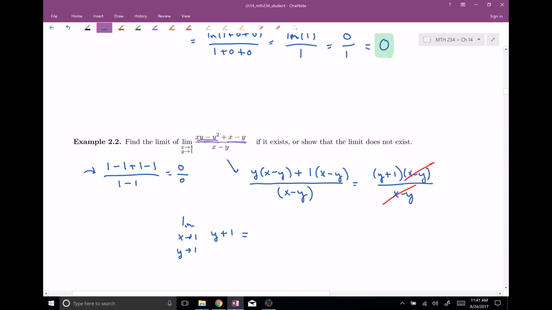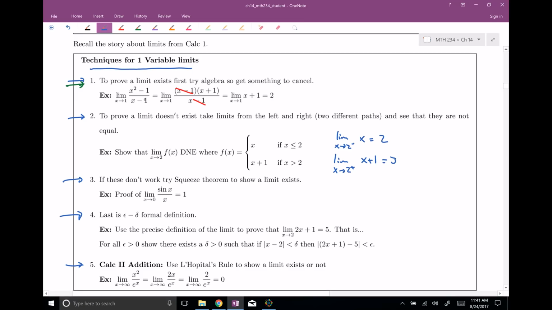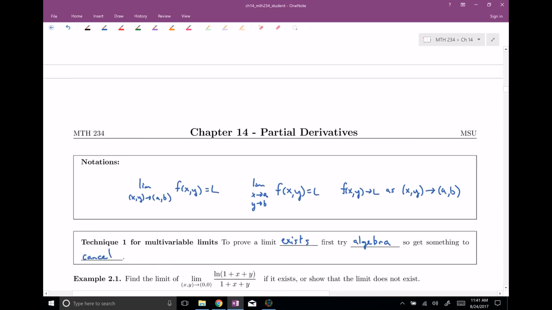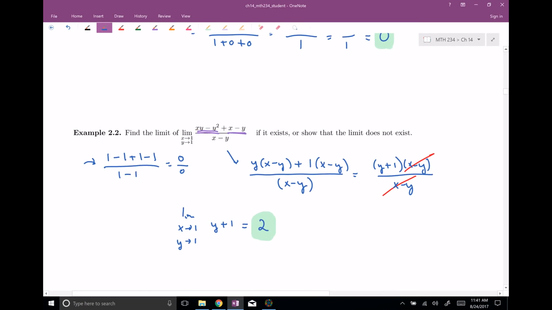Now I have no issue plugging in 1 everywhere I see an x, there aren't any, and 1 everywhere I see a y. So in this case, I get 2. There's my final answer: we get 2. This models very closely what we did back in Calc 1: we factored, canceled, and then we plugged in. So that's what we're doing here. It's a little bit more challenging, though, because we have these multivariables, x's and y's, so maybe it's not as straightforward to factor these things. But the claim is we will use a lot of the same techniques.